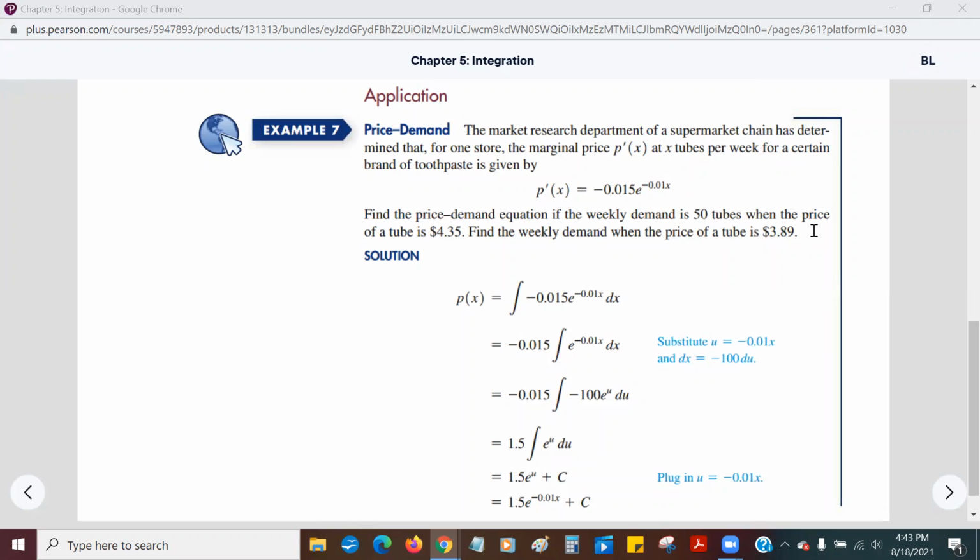So one step at a time. The first thing we have to do is find the price demand equation, which is P of x. So P of x is just the antiderivative of P prime of x, or we say the integral of P prime of x.